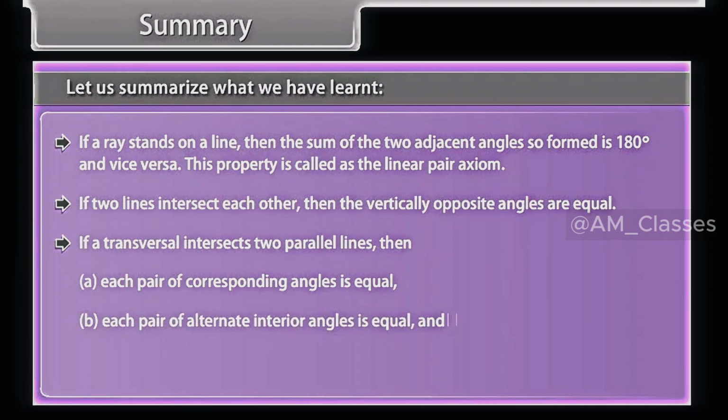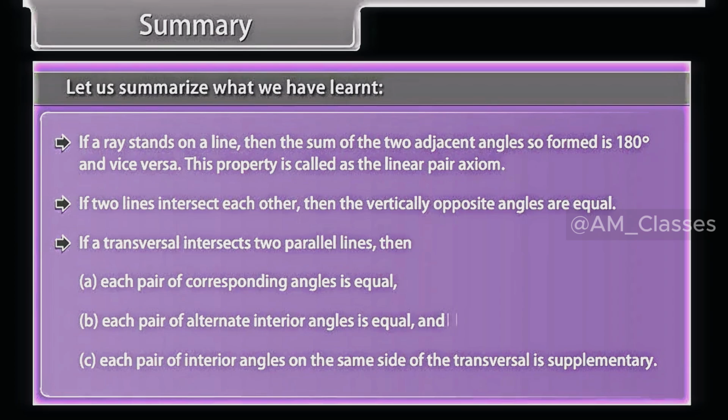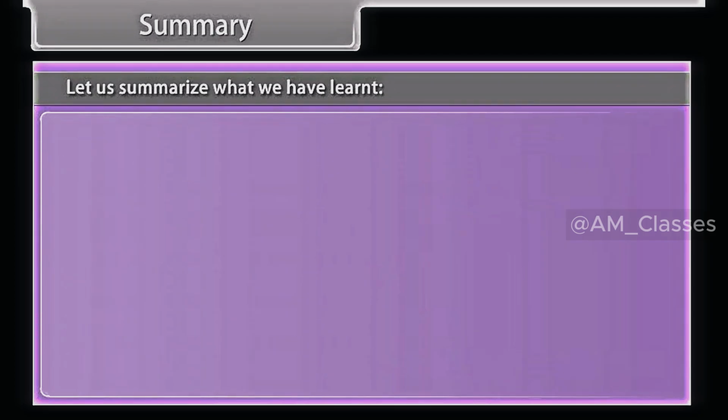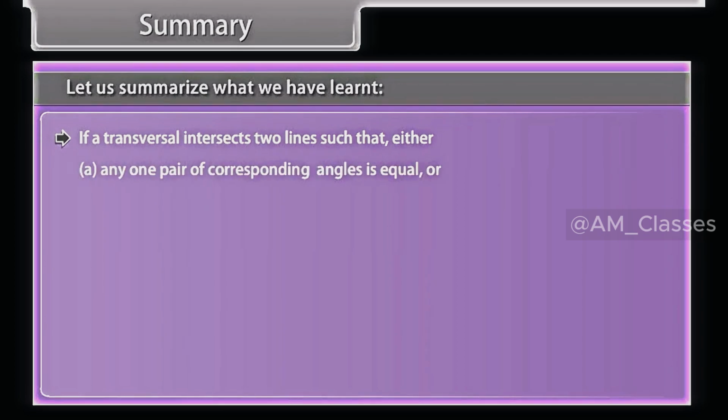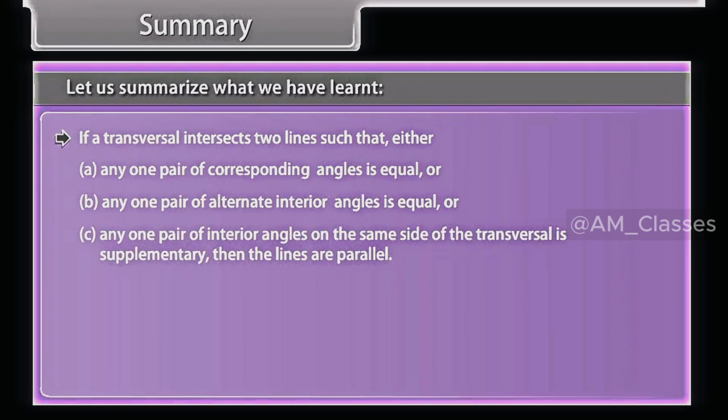Each pair of alternate interior angles is equal. And each pair of interior angles on the same side of the transversal is supplementary. If a transversal intersects two lines such that either any one pair of corresponding angles is equal, or any one pair of alternate interior angles is equal, or any one pair of interior angles on the same side of the transversal is supplementary, then the lines are parallel.